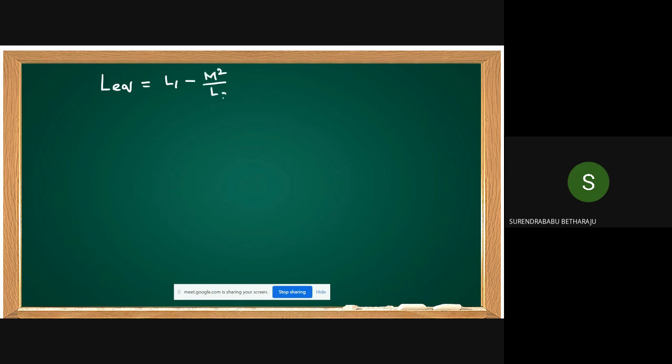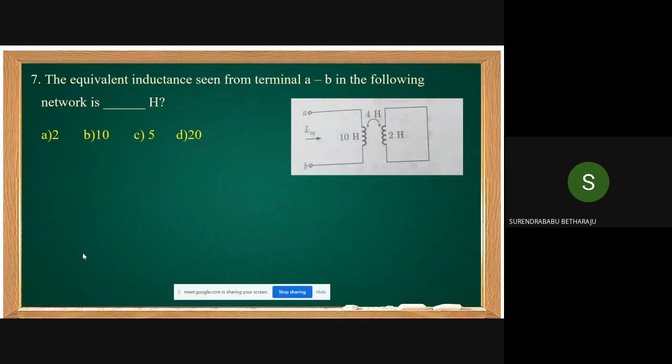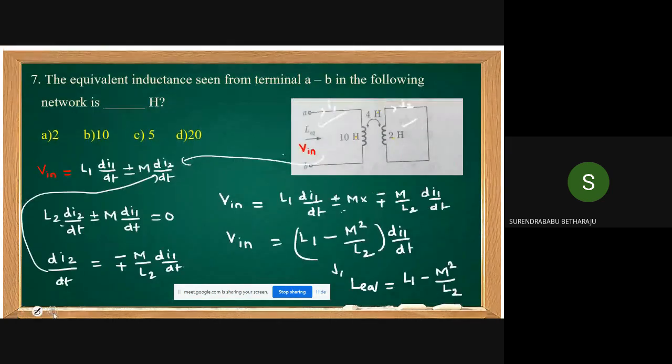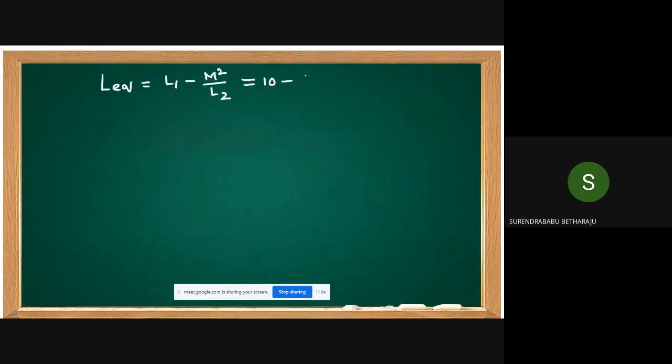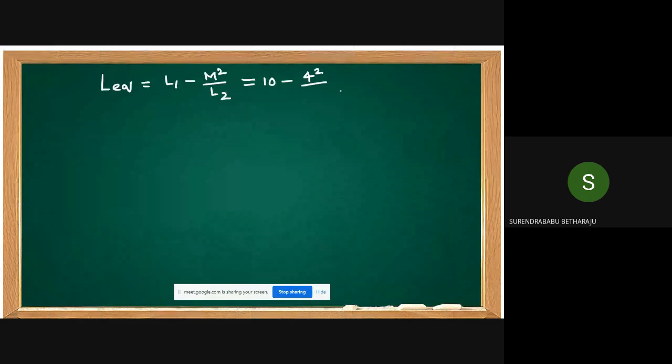M square by L2. Is it okay? L1 minus M square by L2. What is L1? It is given. How much is L1? 10. This is 10 minus M square. M square is 4 square by L2. L2 is how much, students? L2 is equal to 2. That is 10 minus 16 by 2. That is 10 minus 8.